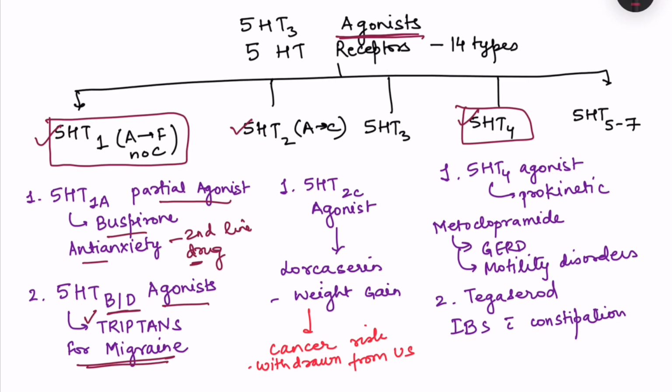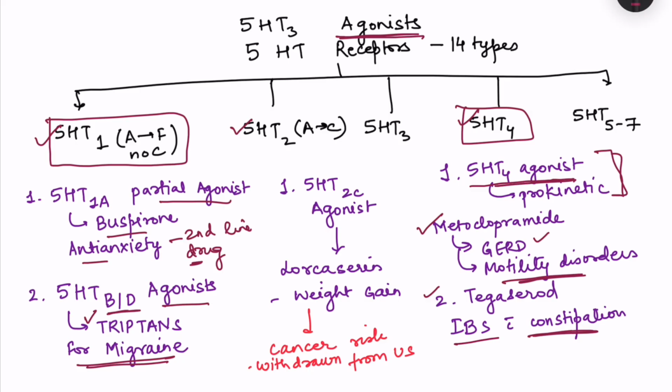Moving on to the other agonist, that is the 5-HT4 agonist. First we'll talk. So 5-HT4 we saw was present in the intestinal smooth muscle, and its stimulation increased the motility. So obviously if 5-HT4 agonists are given, it is to increase intestinal motility. So yes, we have a drug metoclopramide which increases intestinal motility, and it is given in gastroesophageal reflux disease and also in GI motility disorders. Then we have another drug, tegaserod, which is given in irritable bowel syndrome with constipation, so that constipation is relieved. It is increasing the motility.